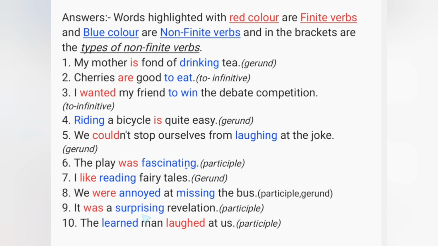It was a surprising revelation. This surprising is a present participle. It's an adjective because a participle also plays the role of a verbal adjective. Revelation, noun. What type of revelation? Surprising. So surprising is a participle. The learned man laughed at us. Learned, past participle, used as an adjective. Man, what type of man? Learned man. So this learned is a participle, laughed at us. Laughed is a finite verb.